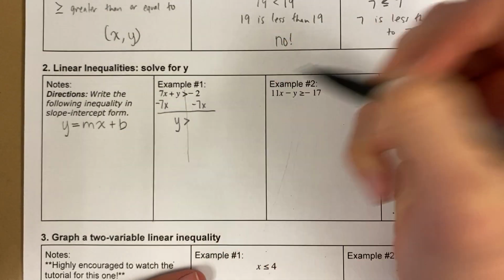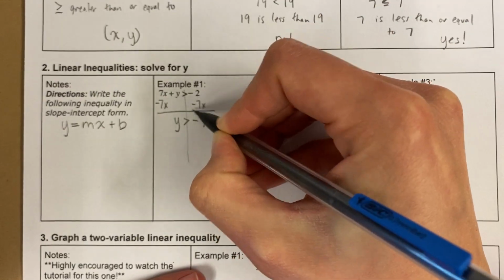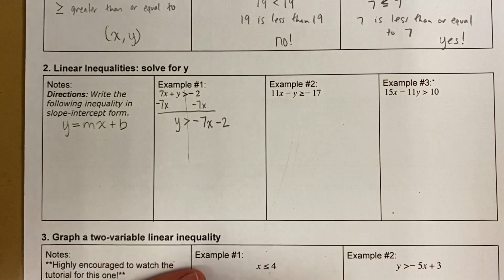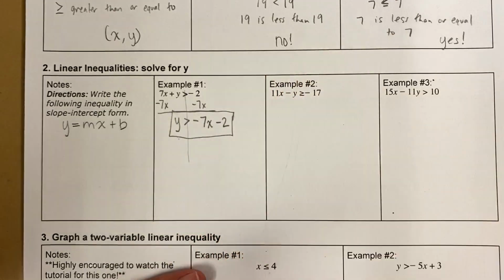Now, these are not like terms, so we can't combine them. But it looks like this, negative 7x minus 2. Okay, and this is done. Look, y equals mx plus b. We're set. That one's good.